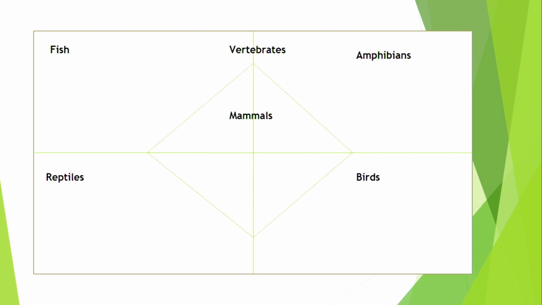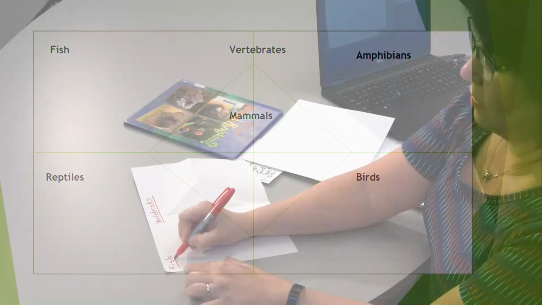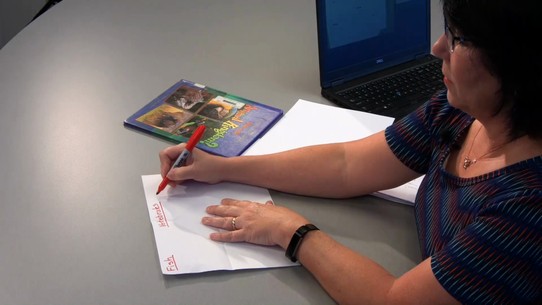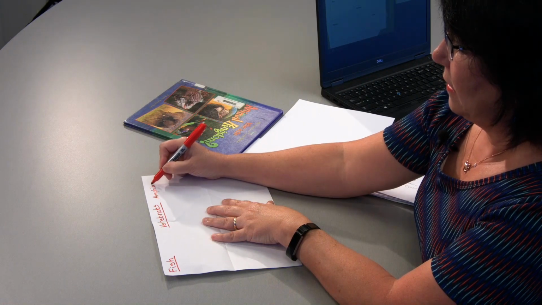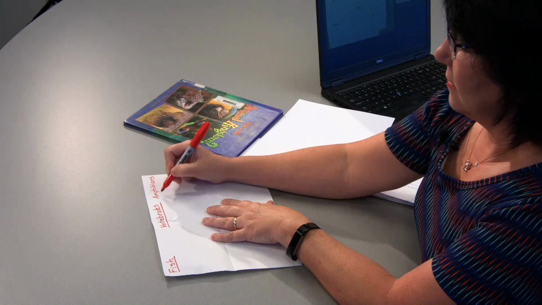So let's label our areas. There we go. Let's label. We're talking about vertebrates. So I'm going to write vertebrate, because there's more than one. I'm going to underline it because it's our title. And up here in the top right corner, I'm going to write fish. Over here, I'm going to write amphibians.